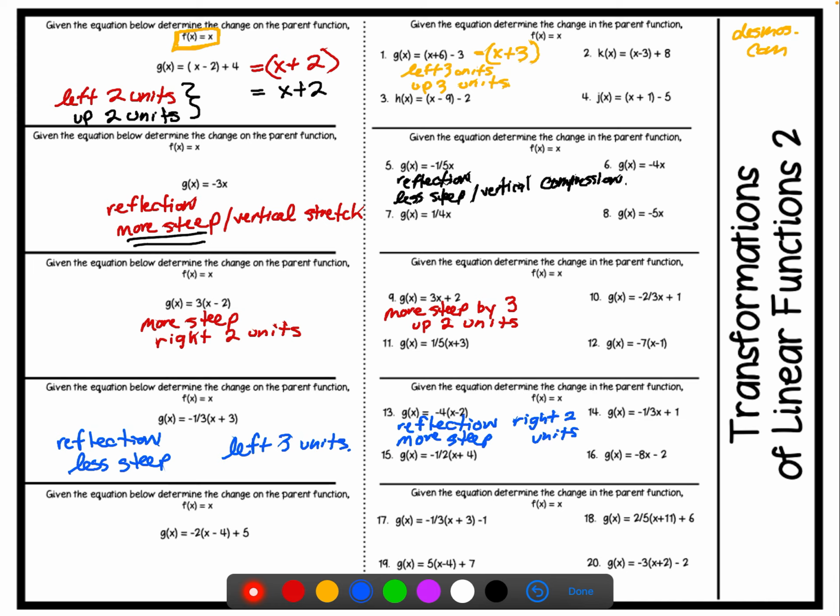Last section. All right, we're given g of x equals negative 2 times x minus 4 plus 5. Doesn't that look interesting? So here, there's about 4 things happening. The negative means there's a reflection. The 2 means that the graph is more steep than the parent function by 2. The minus 4 inside the parentheses means we're going right 4 units. And the 5 means that we're going up 5.